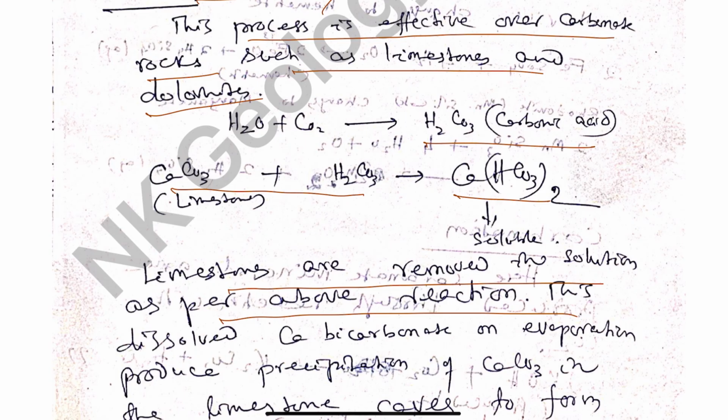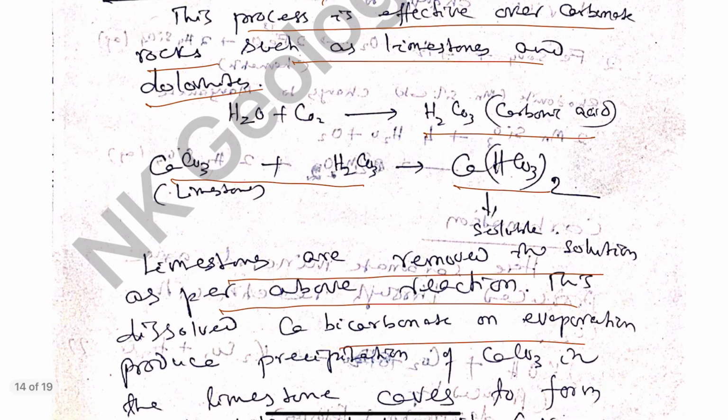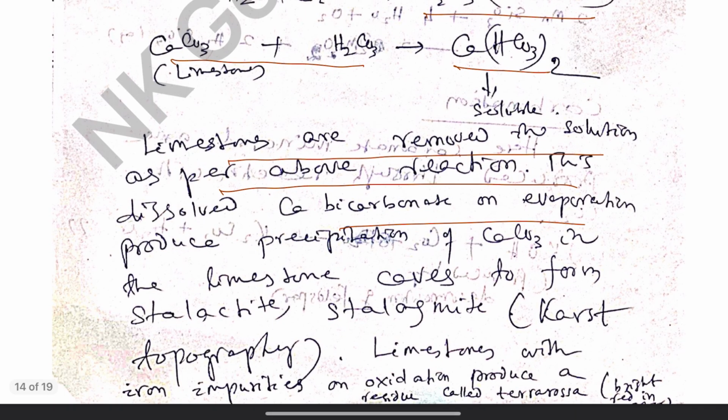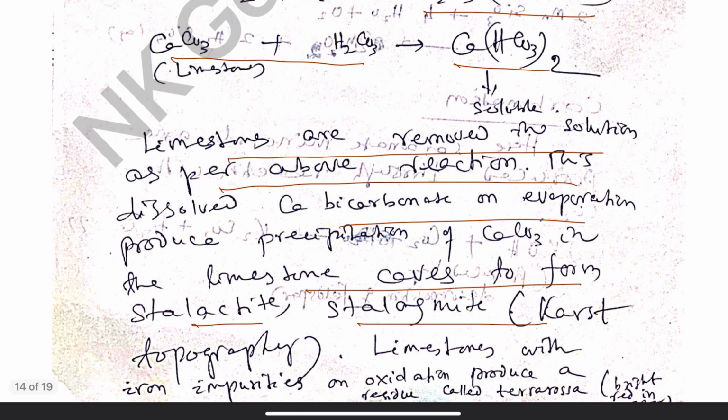As per the above reaction, calcium bicarbonate is being produced, and if evaporation takes place, then calcium bicarbonate will be converted into carbonate or limestone, as we find in limestone caves where the stalactites and stalagmites are being produced, a common feature in limestone country or in karst topographic features.